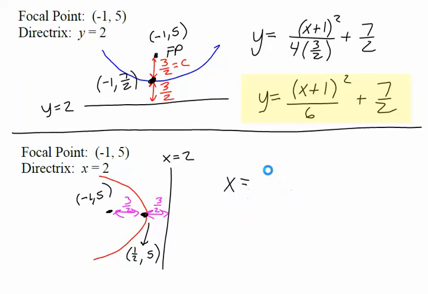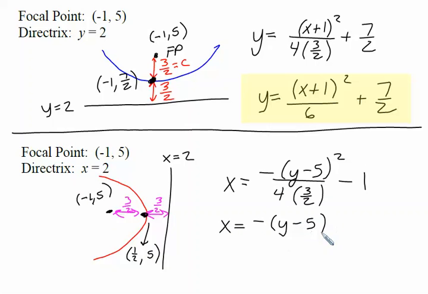This will look like x is equal to a negative because it's opening to the left, y minus 5, the quantity squared because y is centered at 5, divided by 4 times c, and then notice the x is starting at negative 1, so we'll have a negative 1 over on the side. So this will be x equals negative the quantity y minus 5 squared all over 6 minus 1. And we have two more problems that we're going to investigate.